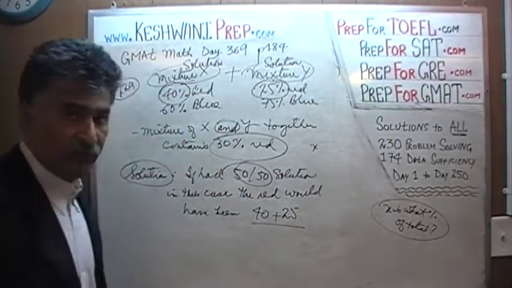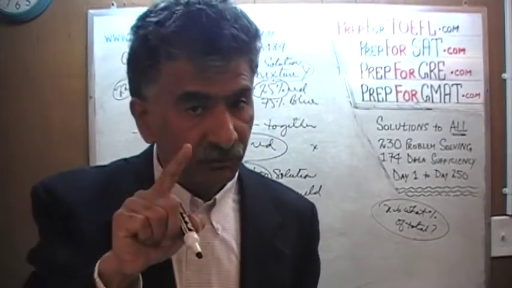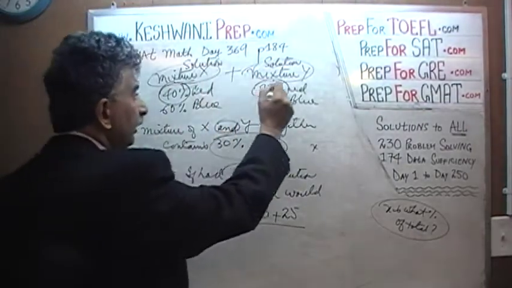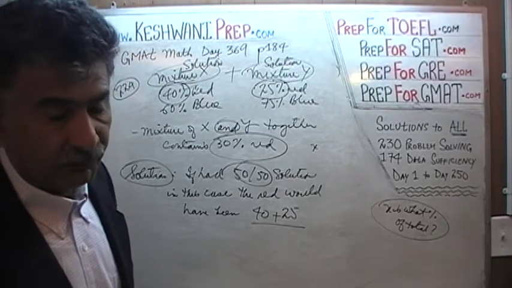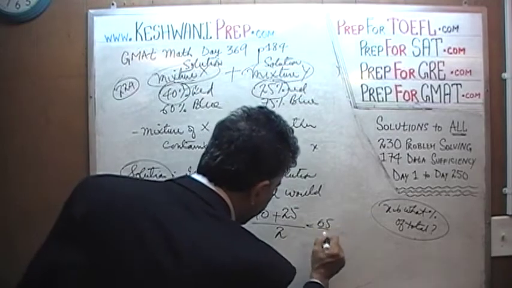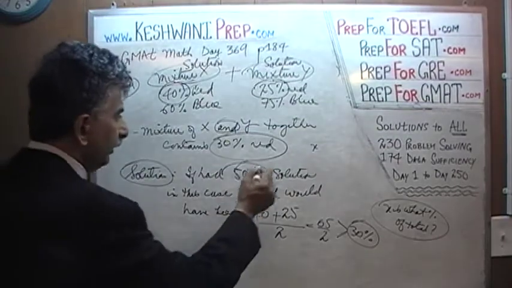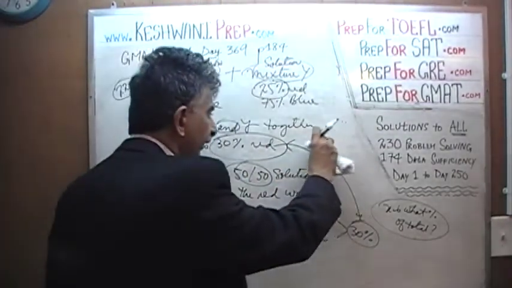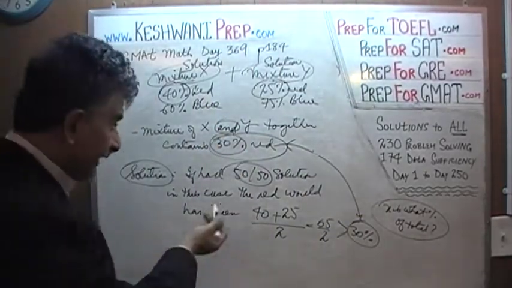So the concentration of red in the final solution, if you had a 50-50 solution, would be the average of the two concentrations. It will be the average of 40 and 25. Simple logic tells us that the final concentration would have been the average: 40 plus 25 divided by 2, which is 65 divided by 2, which is more than 30. On the other hand, we are told that the concentration of red is actually 30. Red is 30, which means it is not 50-50.